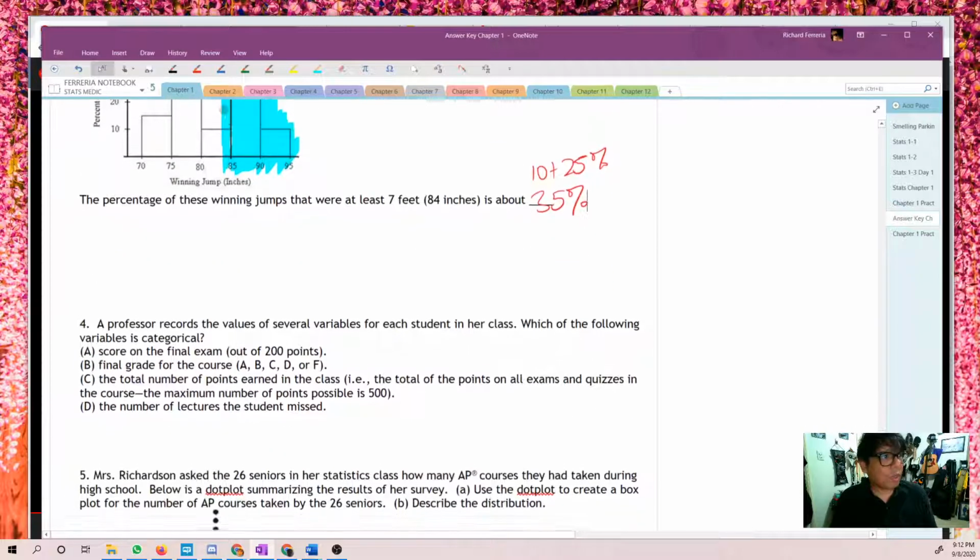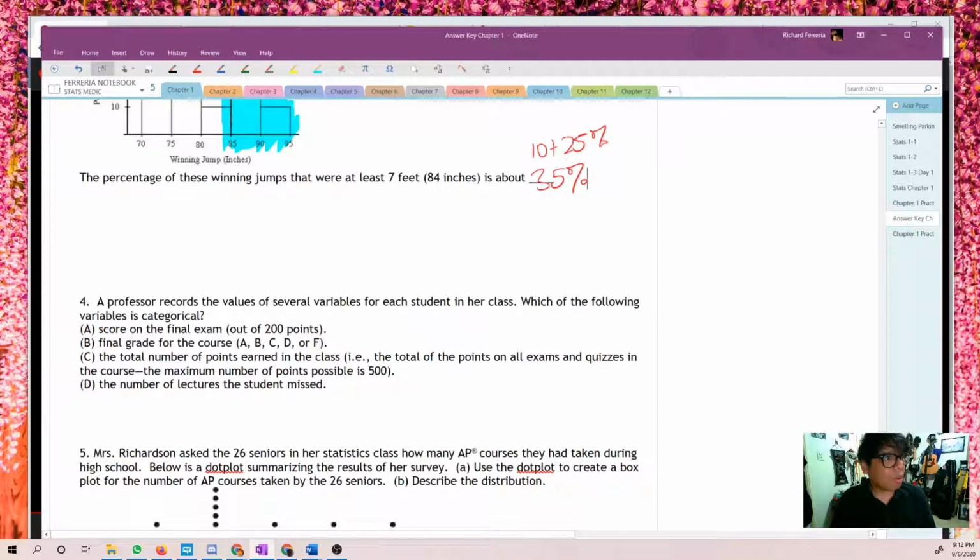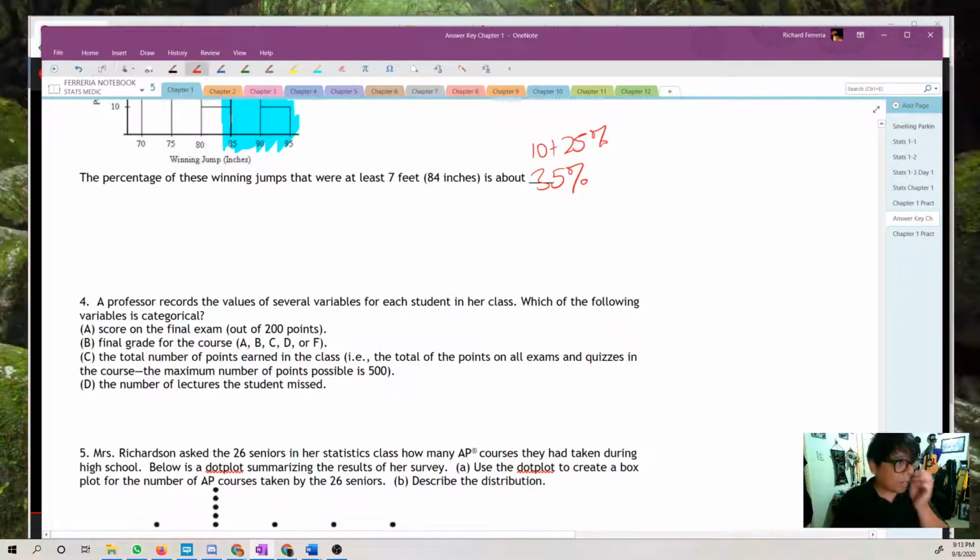Question 4. Professor records the values of several variables for each student in her class. Which of the following is categorical? So that's categorical and quantitative again. Okay, so score on an exam out of 200 points, we already said.